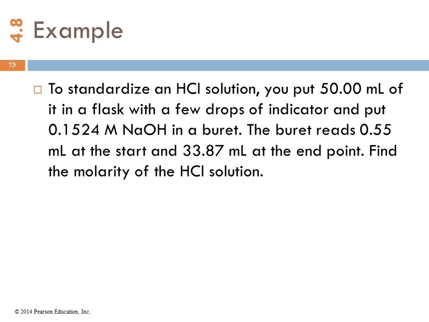To standardize an HCl solution, you put 50 milliliters of it in a flask with a few drops of indicator and put 0.1524 molar sodium hydroxide in a burette. The burette reads 0.55 milliliters at the start and 33.87 milliliters at the end point. Find the molarity of the HCl solution. So they're basically telling you a very brief story of what someone did in lab. This is what you measured, and this is what you were doing. So this is a titration, and we need to look at the equation.